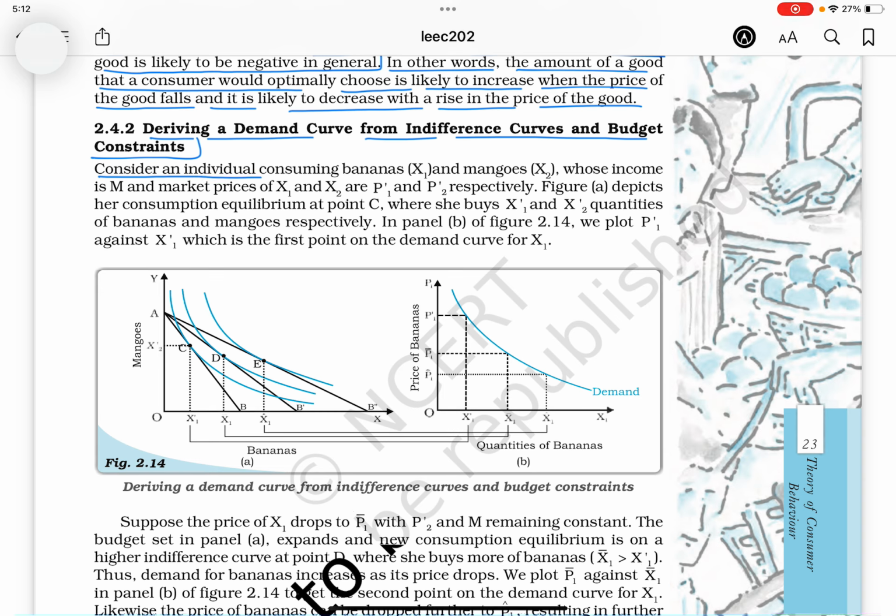Consider an individual consuming bananas x1 and mangoes x2 whose income is M and market prices of x1 and x2 are P1 and P2 respectively. Figure A depicts her consumption equilibrium at point C where she buys x1 and x2 quantities of bananas and mangoes respectively. In panel B of figure 2.14 we plot P1 against x1, which is the first point of the demand curve for x1.